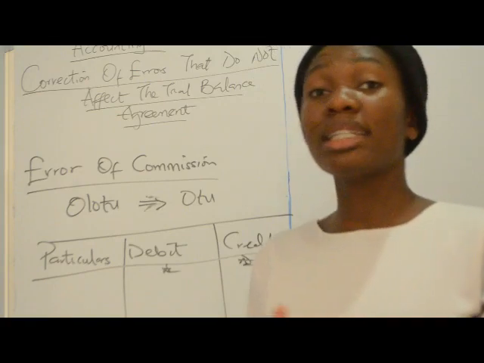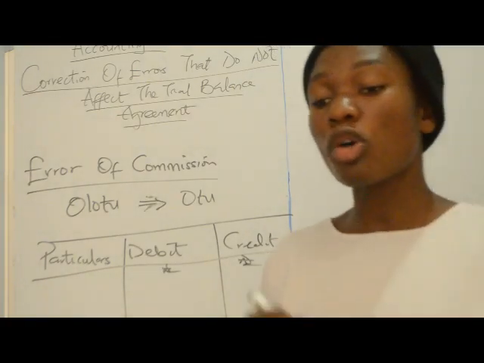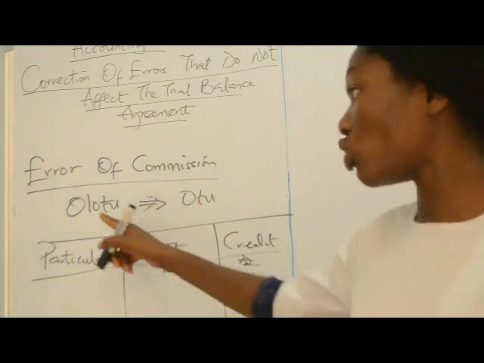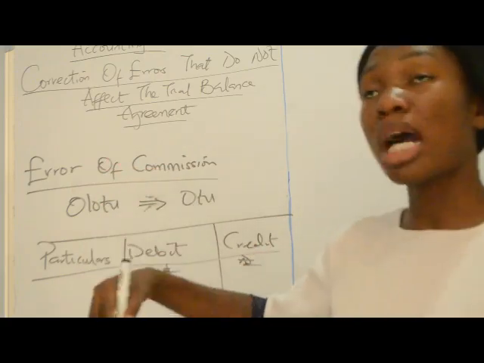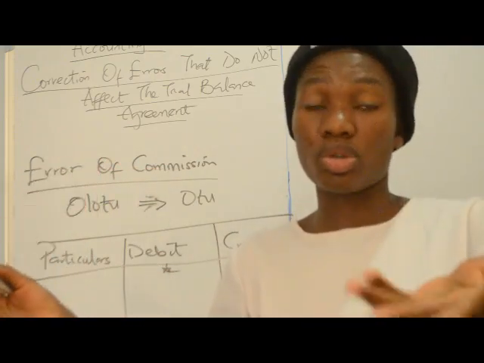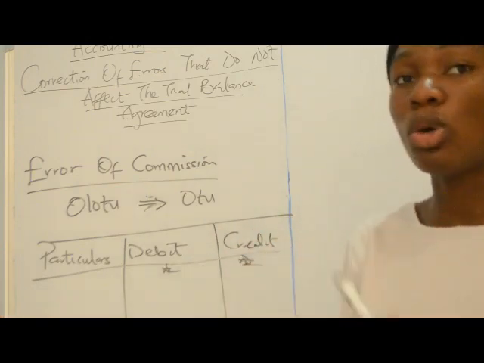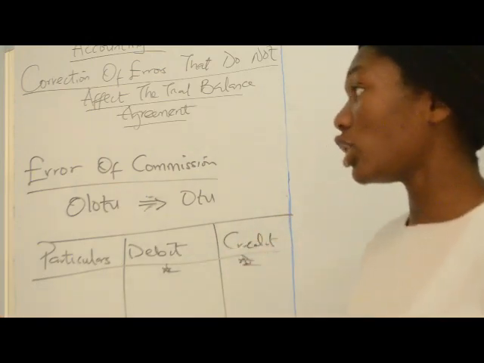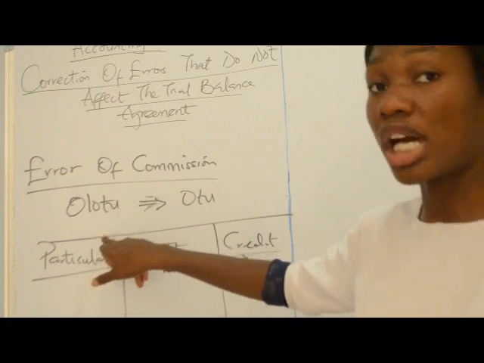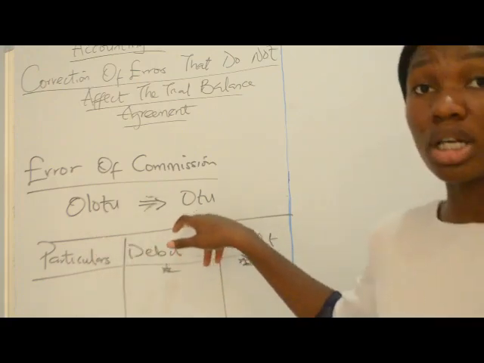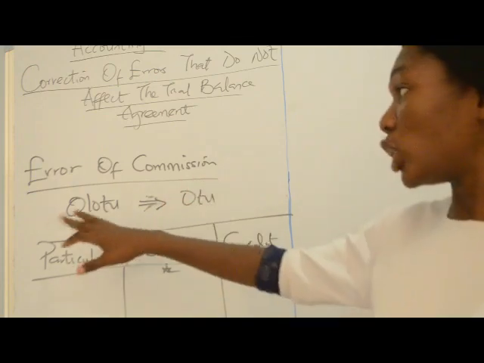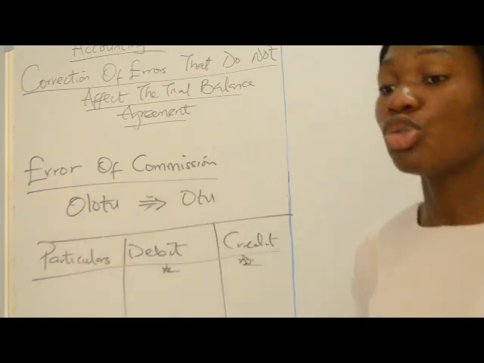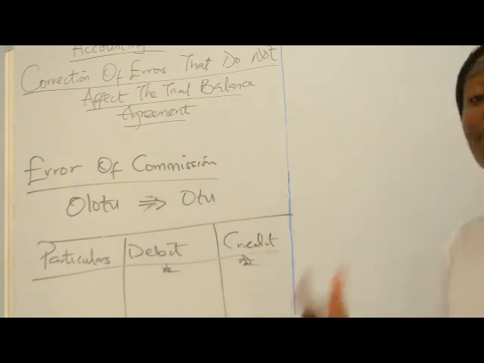Like we were saying in our example, a sale of 600 naira to Olotu was entered in Otu's account. These people are both debtors, both customers of the company. They buy on credit. Instead of entering in Olotu's account, we entered in Otu's account. That means it will be increasing Otu's debt, meanwhile it's supposed to increase Olotu's debt. So we'll be correcting this.